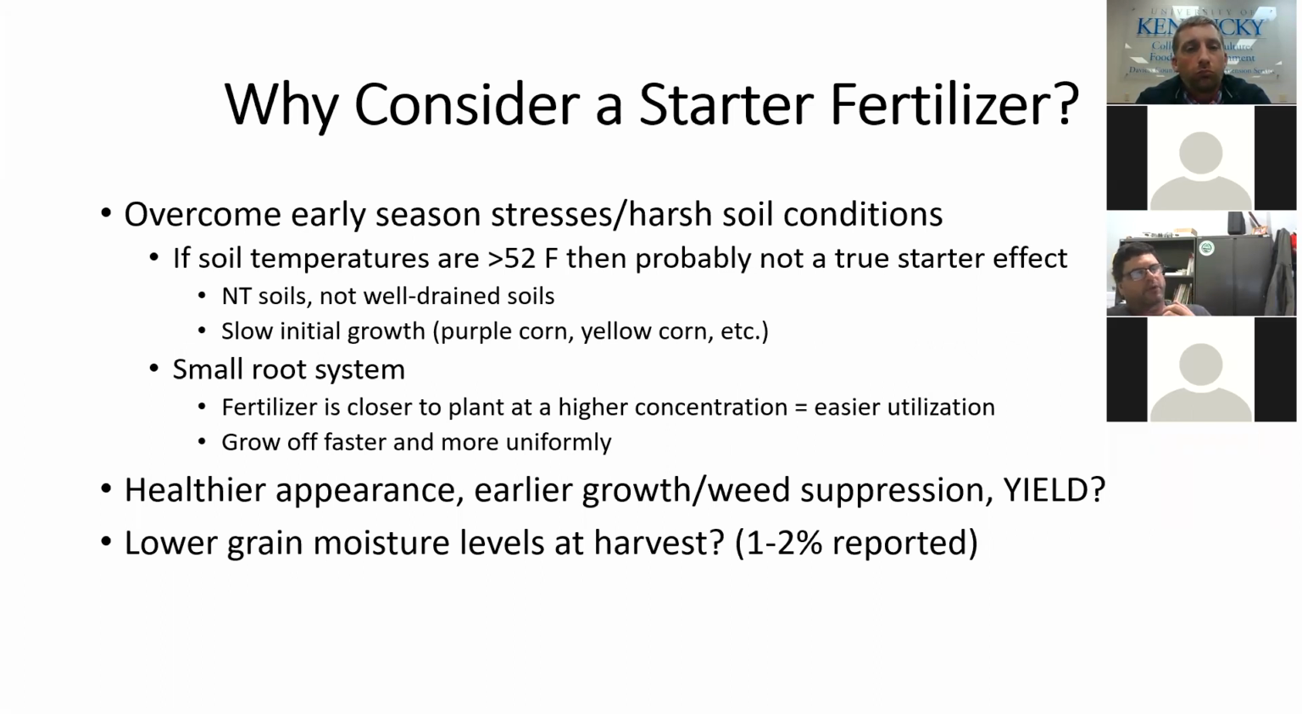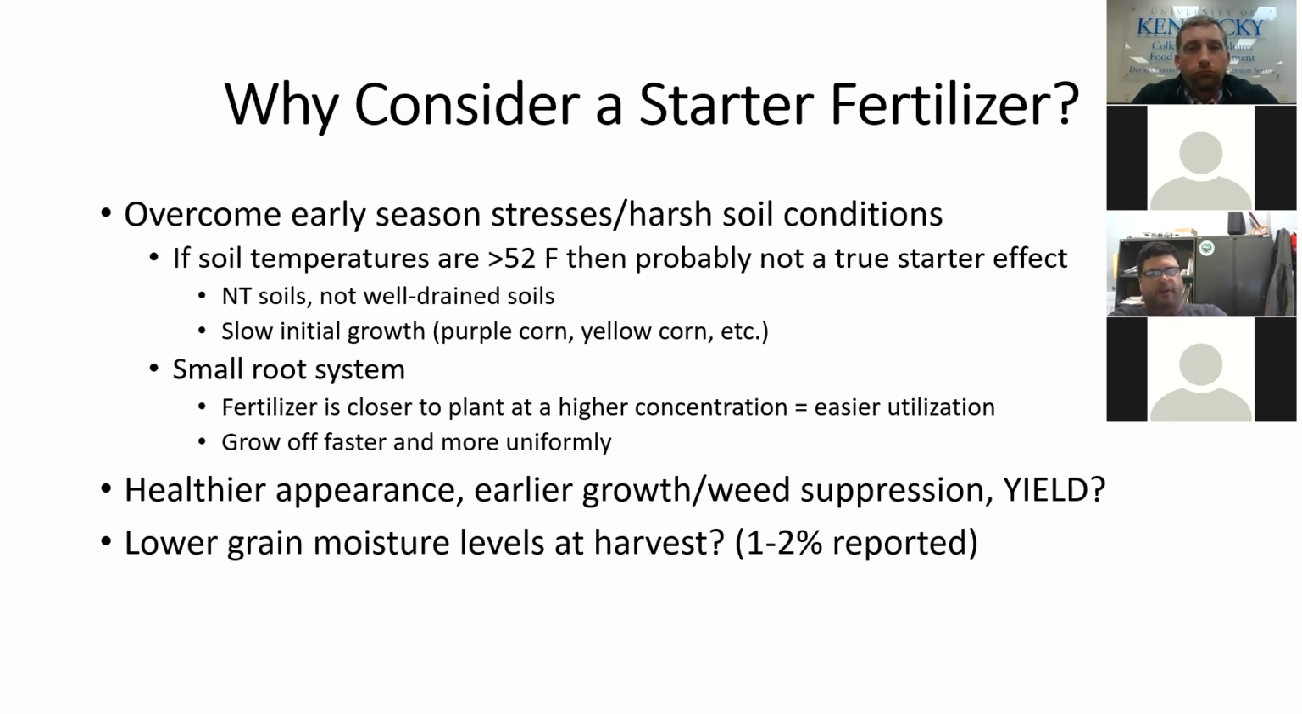We have that small root system, and we're just trying to help the plant out by getting the fertilizer closer to the plant, so the roots don't have to grow as far to get that nutrient. And theoretically, it should grow off a little bit faster and hopefully more uniformly. A lot of times we will see a healthier appearance, earlier growth, possibly weed suppression if we get earlier growth, get that canopy closure a little bit sooner.